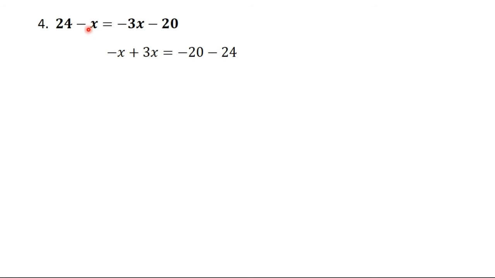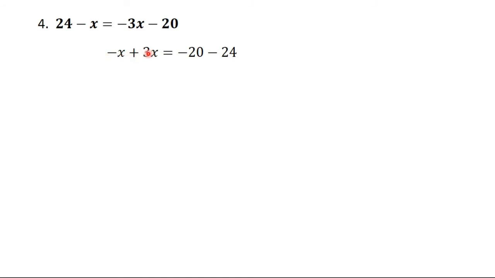So I keep minus x here, then plus, when I bring this one to this side, it becomes 3x, because it's negative, when it crosses, it becomes positive. So plus 3x is equal to, I have minus 20 here. 24 here is positive. When it comes here, it becomes negative. So minus 24.